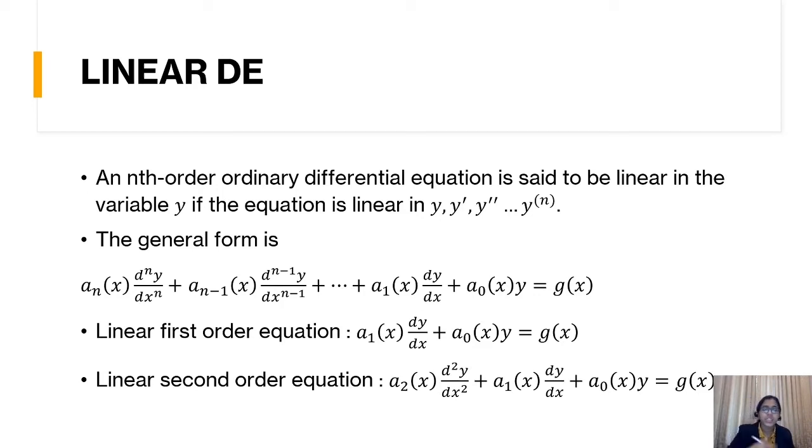So you can see the general form given to us: an of x into d raised to n y by dx raised to n plus an minus 1 of x d raised to n minus 1 y by dx raised to n minus 1, etc., plus a naught of x into y is equal to g of x. So here you can see that y, dy by dx, and all other derivatives have power 1. No higher power should be present. And also the coefficients all depend only on the independent variable. They do not depend on y.